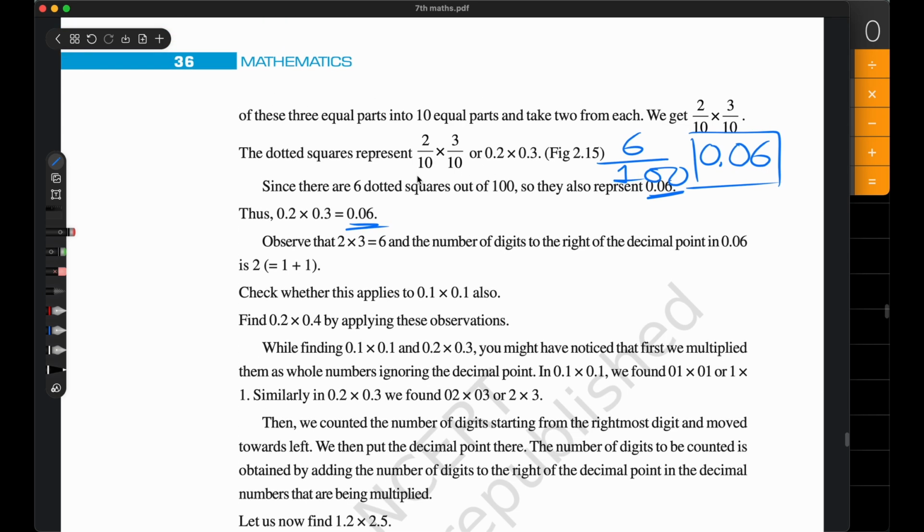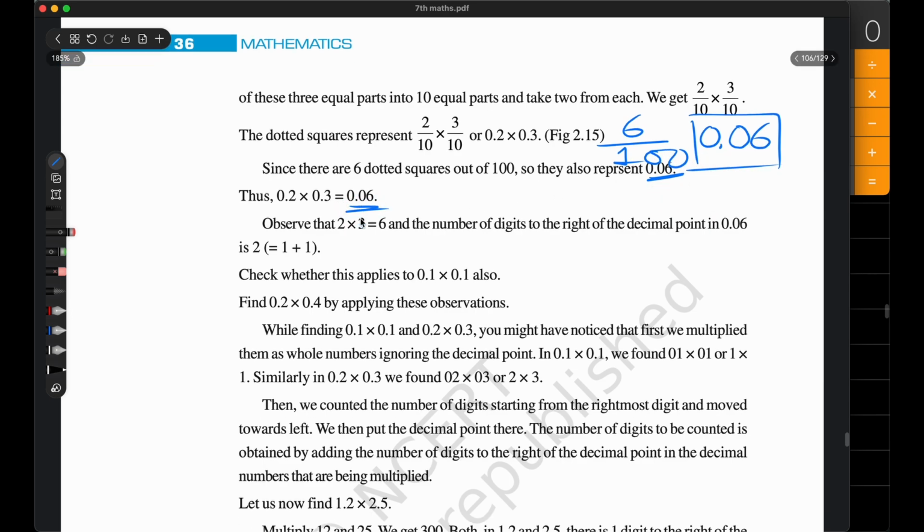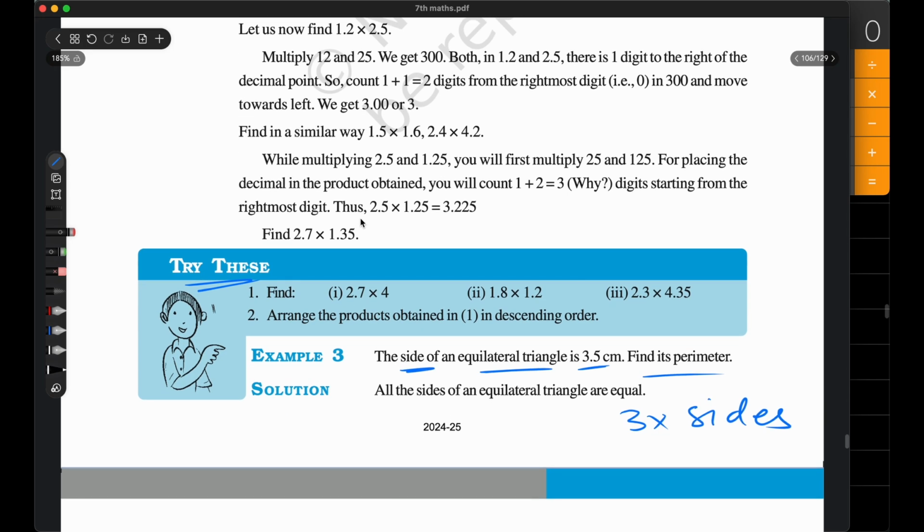If we want to multiply 0.2 into 0.3, first convert them into the fraction and then do the product of numerator and denominator separately, and then convert the fraction back to decimal. We will have answer as 0.06. Let us solve this. Try this.